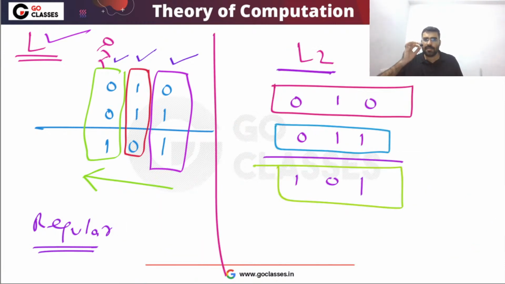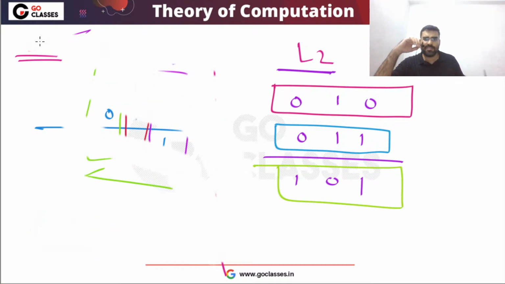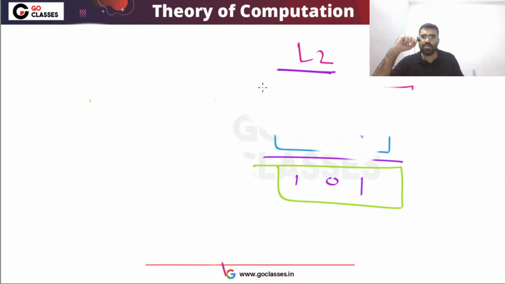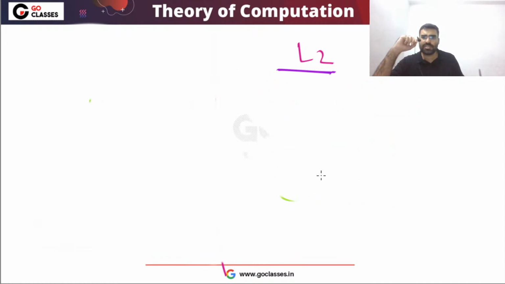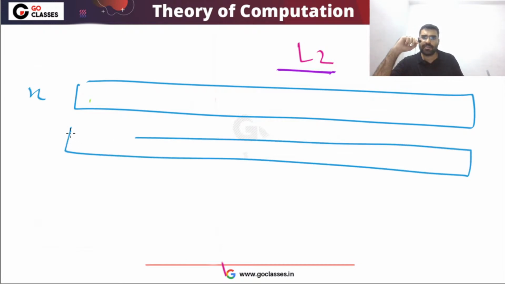Okay, very simple. But look at this language L2. In this language L2, what do you have to do? You have to remember the complete X, because first I will give you the complete X. Yes or no? First you have to remember the complete X. Then I will give you the complete Y.